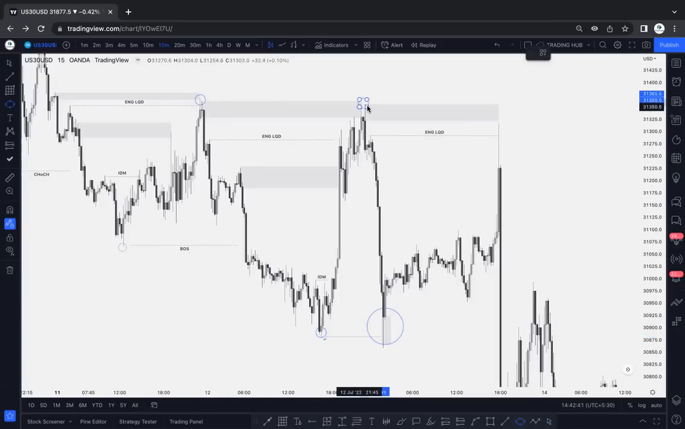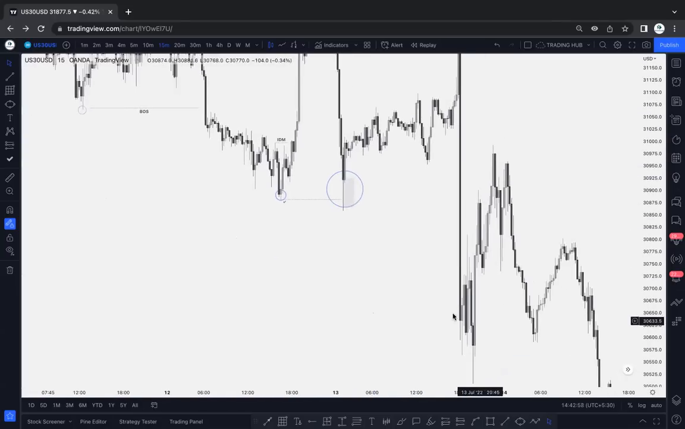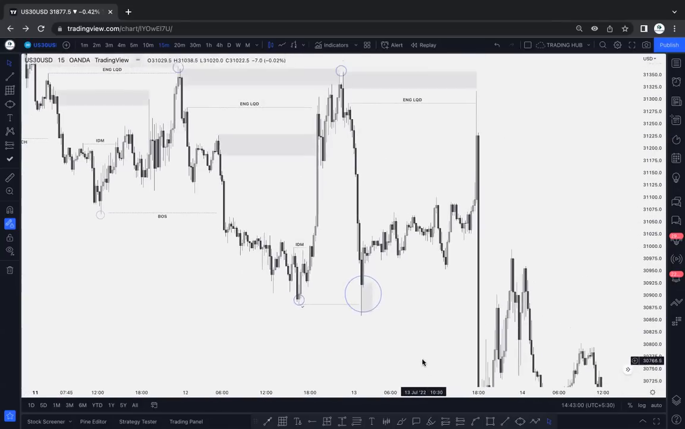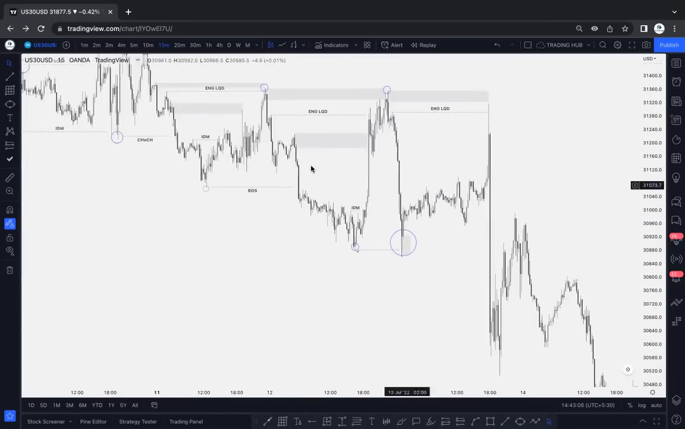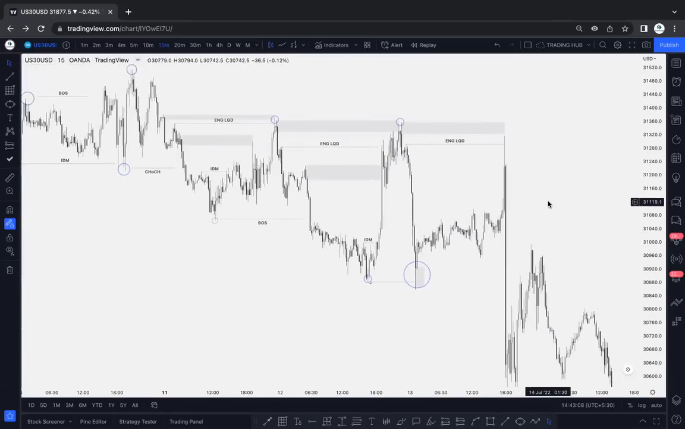So the market took out this liquidity, and then what happened? The market gave a reaction to the downside, and the same thing happened here. The market took out the previous low liquidity, and then what happened? The market shot upside, took out this liquidity, closed below it, and shot downside, as you can see here. Now I hope this is clear to you.